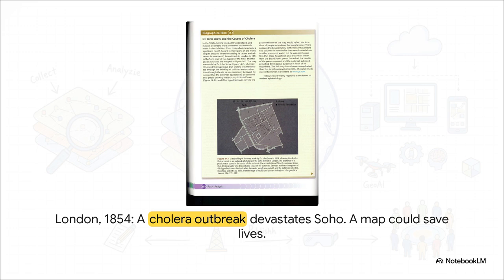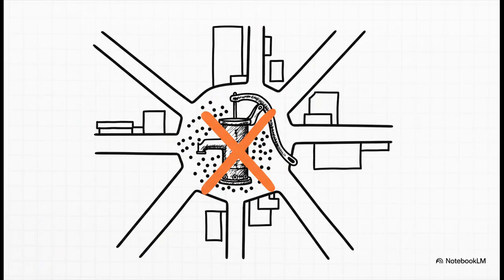He did something that was, frankly, revolutionary for his time. He started putting dots on a map for every single death. And what his map showed was, well, it was a horrifying pattern. A huge, dense cluster of deaths all centered around one single public water pump on Broad Street. By literally visualizing the data, he proved the disease wasn't in the air, it was in the water. They removed the pump handle, and just like that, the outbreak started to fade.